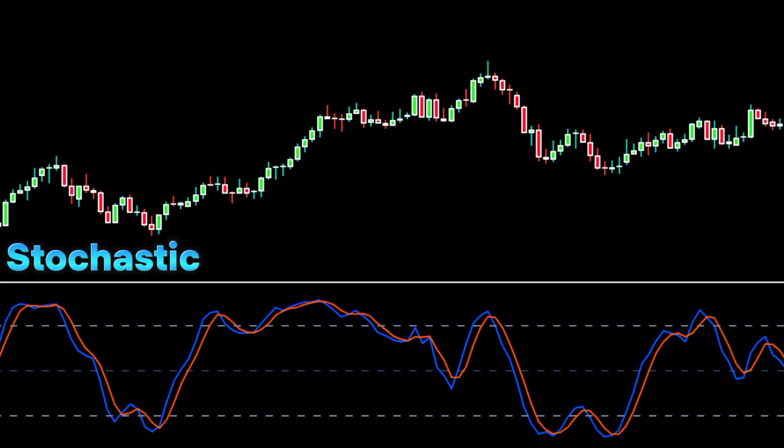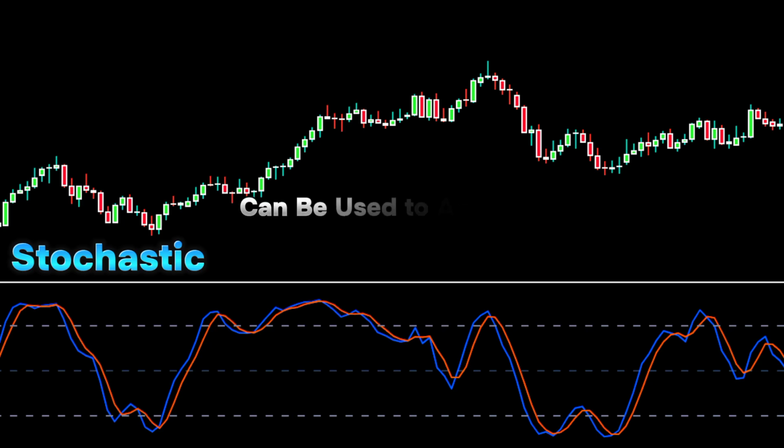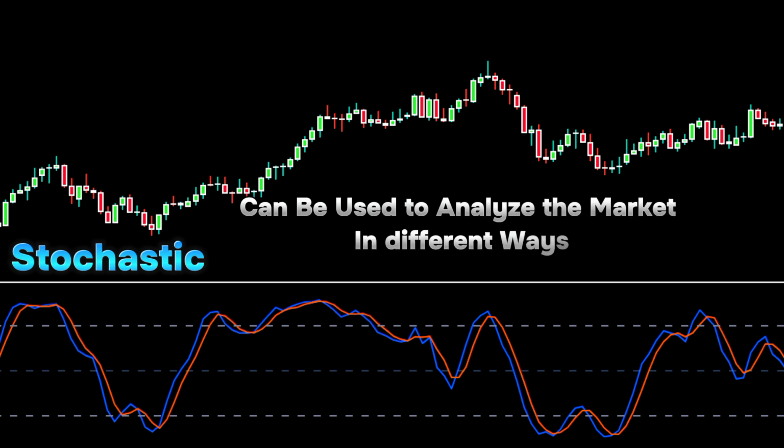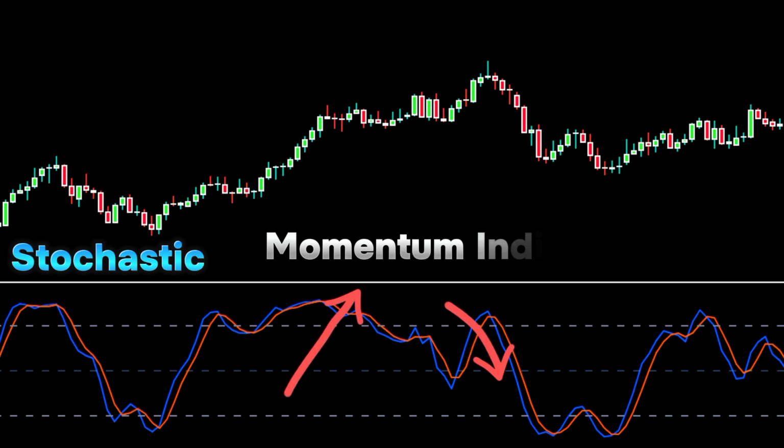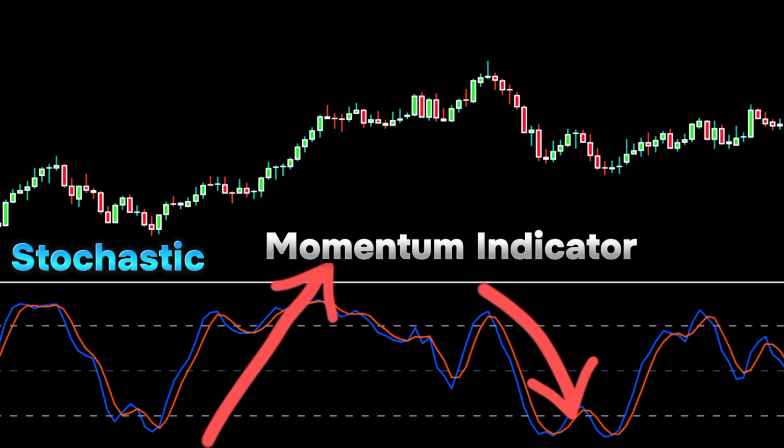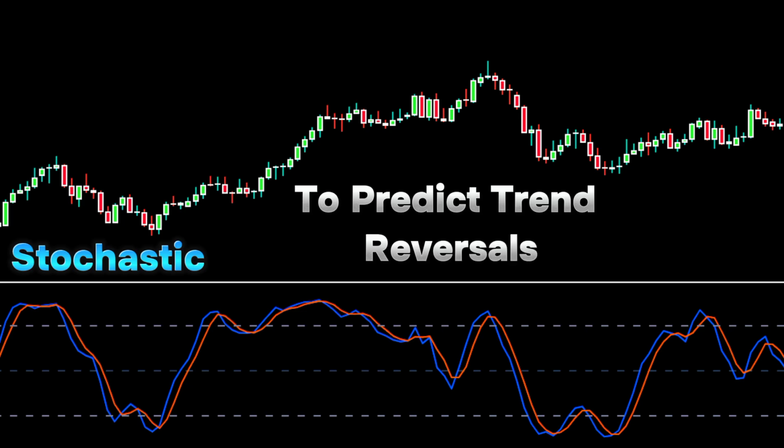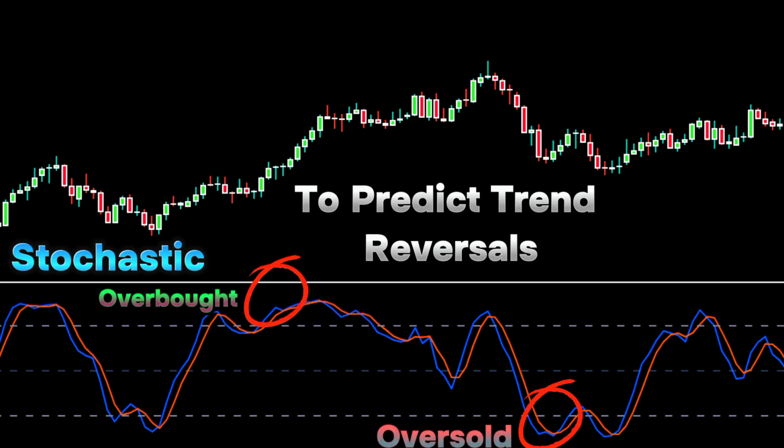The stochastic indicator is loved by many traders, and it's very popular among traders because this indicator can be used to analyze the market in different ways. It can be used as a momentum indicator, and it can also be used to predict trend reversals by identifying the price movement when the indicator fluctuates to the overbought and the oversold levels.